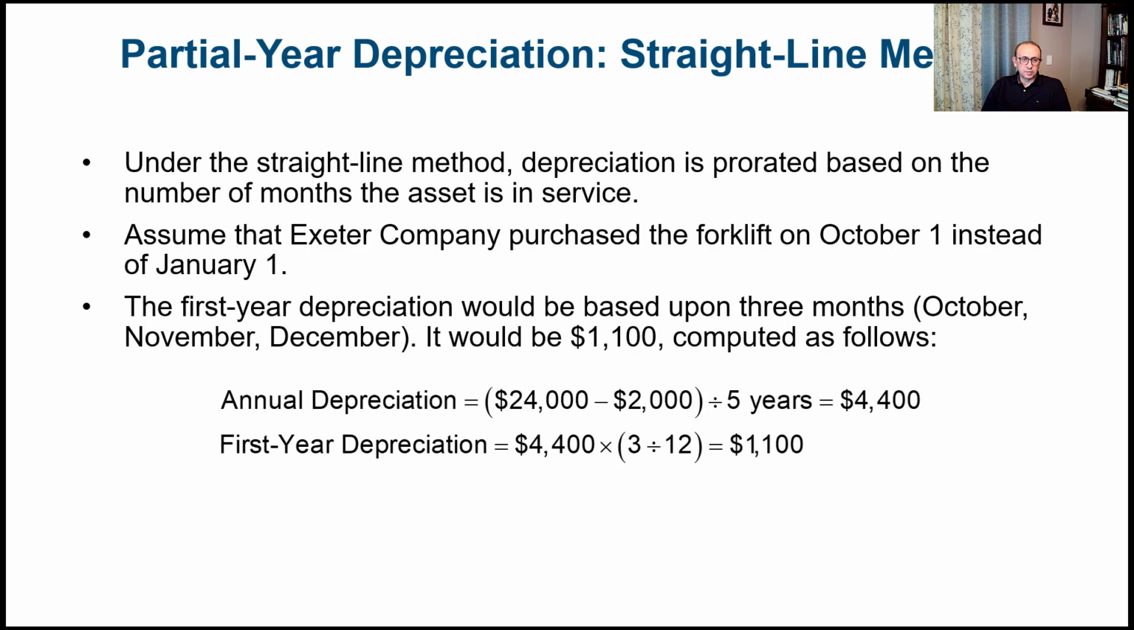And how did we get that? Again, we got the original cost minus the salvage value divided by the useful life, and that would be $4,400. But the $4,400 is for the full year. We want to get the fraction of the 3 months of that year. So 4,400 multiplied by 3 divided by 12, that would be $1,100.